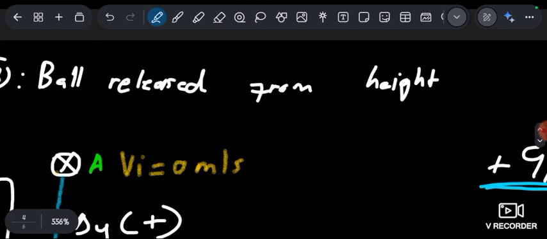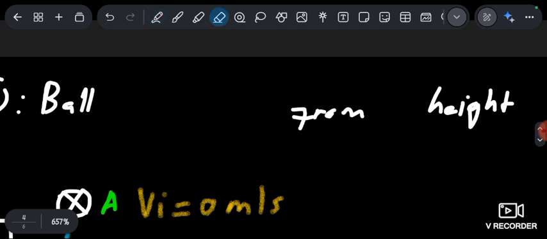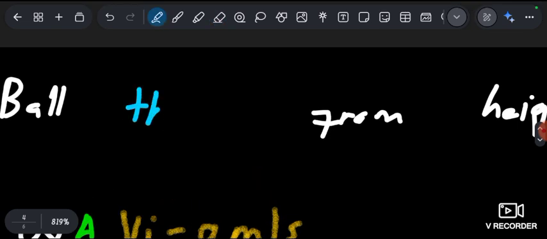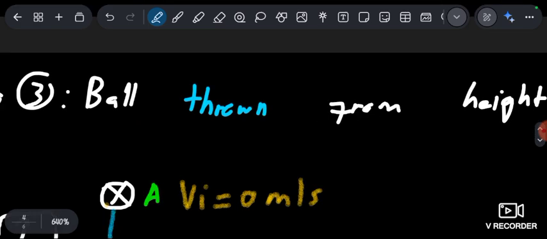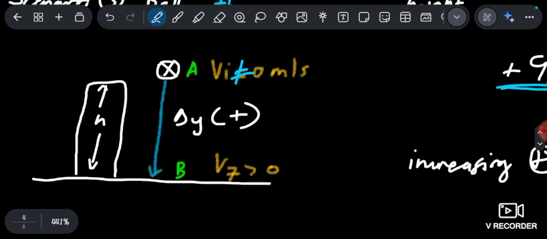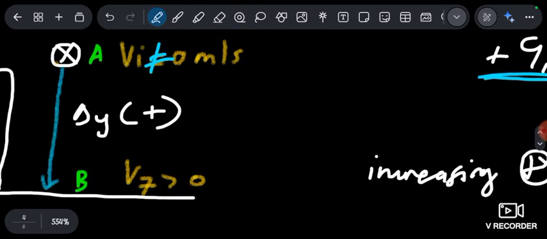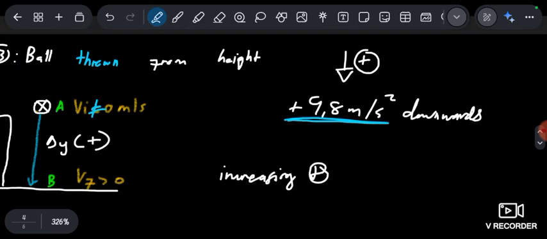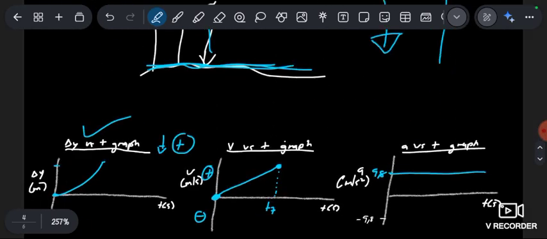Now let's go to scenario number 4. Let's say the ball is thrown instead of released, so the initial velocity is not equal to 0, of course. What can we change? The velocity is greater than 0, of course. Now, a lot of things do not change, but the graphs will change a little bit.